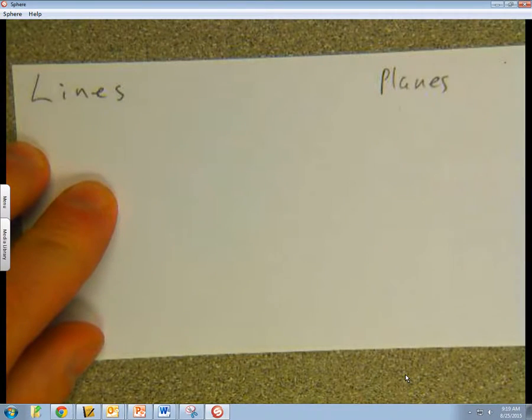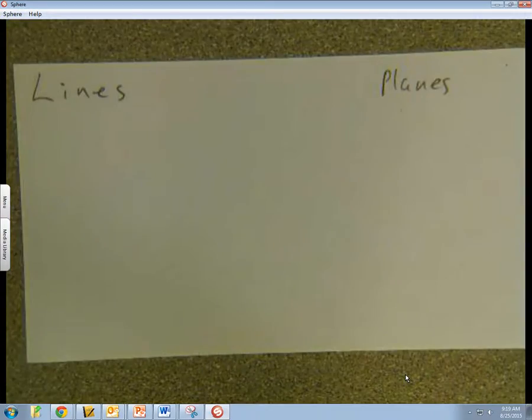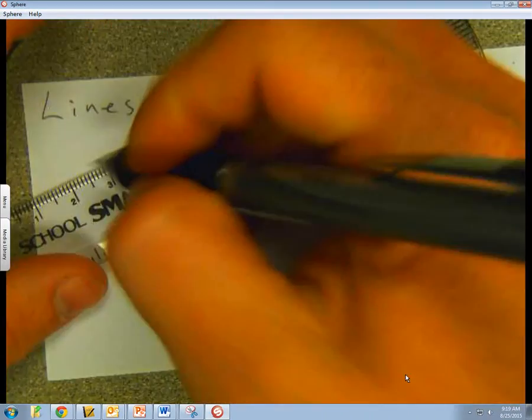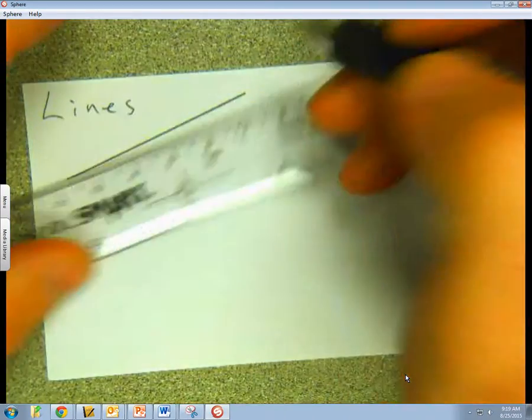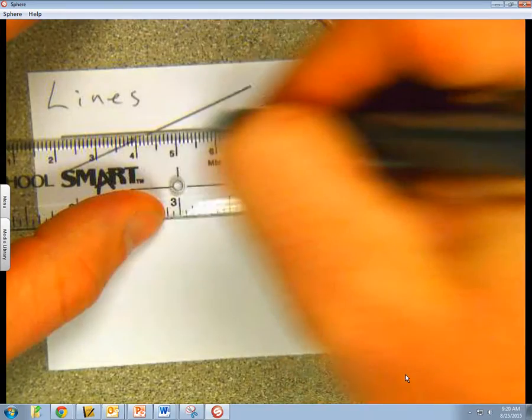So, intersecting lines. I'm going to go ahead and draw a line right here, and then I'll draw some other kind of line here. I could draw them at 90 degrees, but I chose not to.